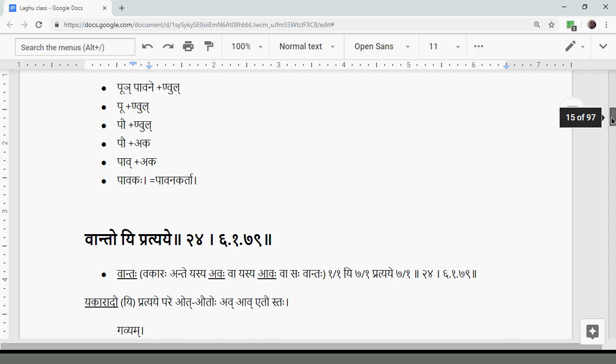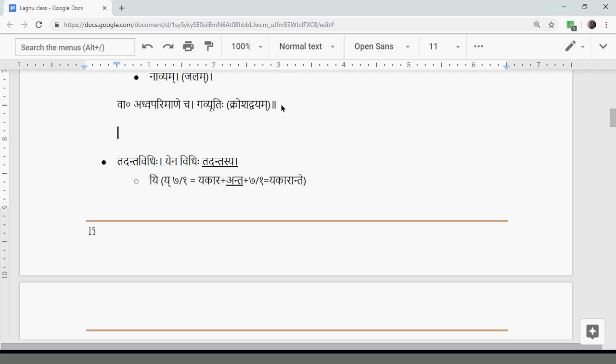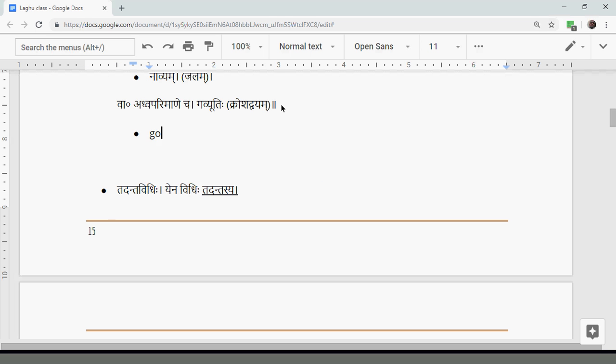Vanto Yi Pratyaya. So not only when a Yakaradi pratyaya follows, but also in the scenario of adhva parimana. Here, what follows is yuti. Yuti is a word following; yuti is not a pratyaya. So go plus yuti, in the context of go plus yuti. Now, if yuti were a pratyaya, then this sutra, Vanto Yi Pratyaya, would have been applicable as it is. But yuti is not a pratyaya, and the sutra said what? Yi pratyaye pare, when a Yakaradi pratyaya follows. But here a Yakaradi pratyaya is not there.